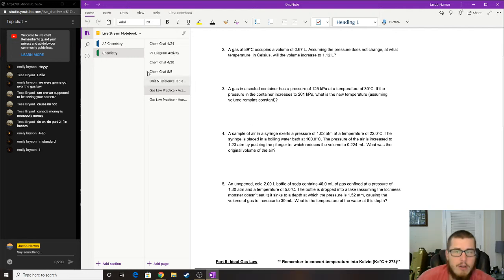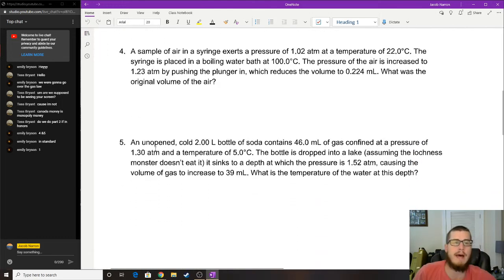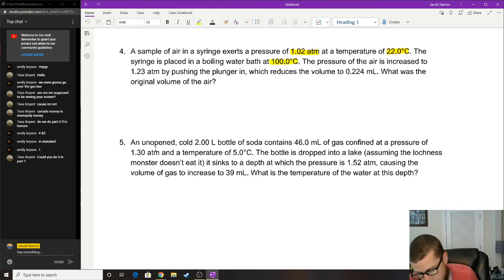It says a sample of air in a syringe exerts a pressure of 1.02 atmospheres. That seems important. Okay, so I'm going to highlight that. At a temperature of 22.0 degrees Celsius, the syringe is placed in a boiling water bath at 100 degrees Celsius, and the pressure of the air is increased to 1.23 atmospheres by pushing the plunger in, which reduces the volume to 0.224 milliliters. What was the original volume of the air?